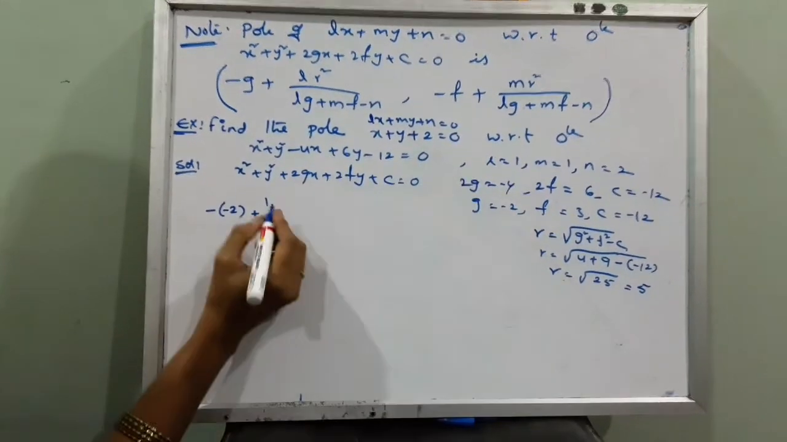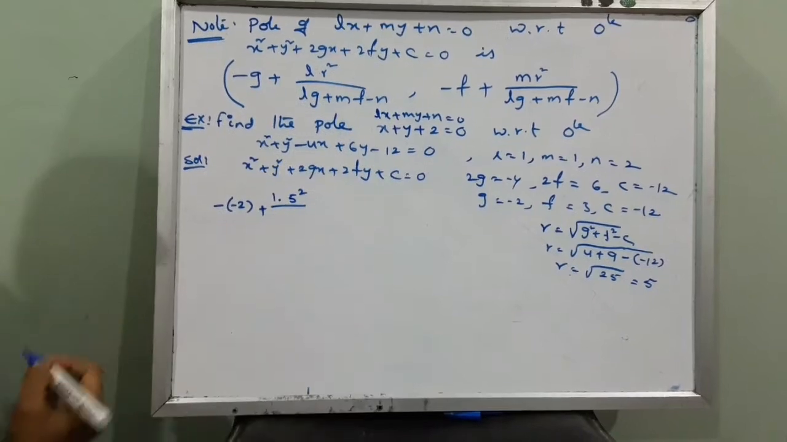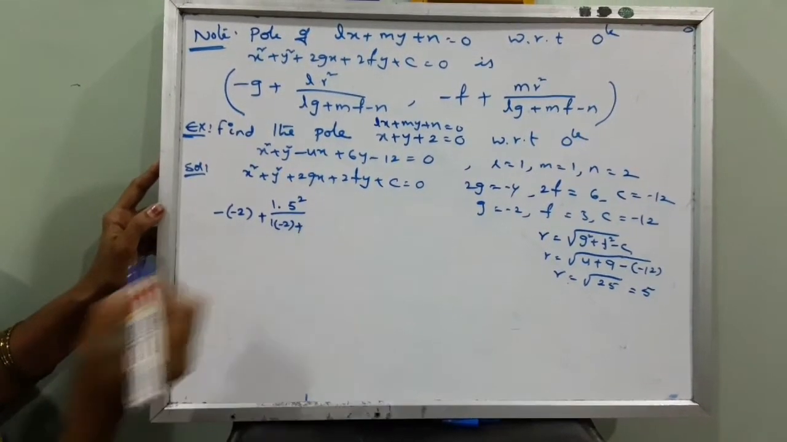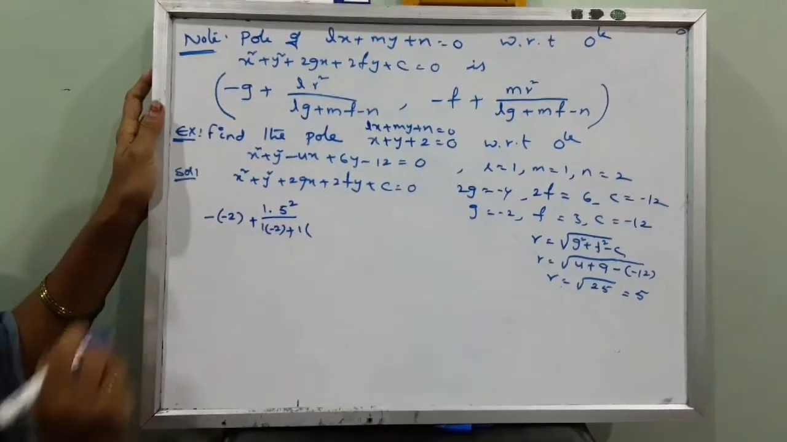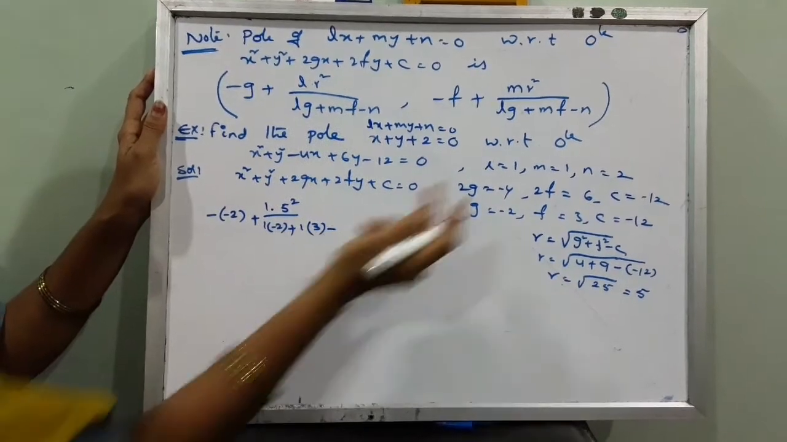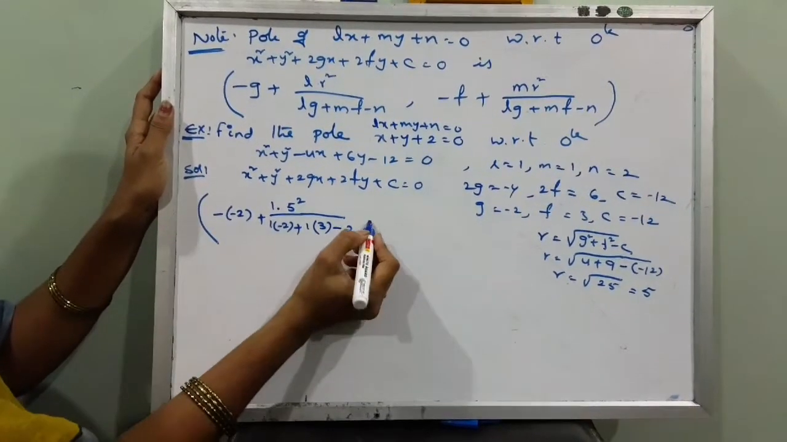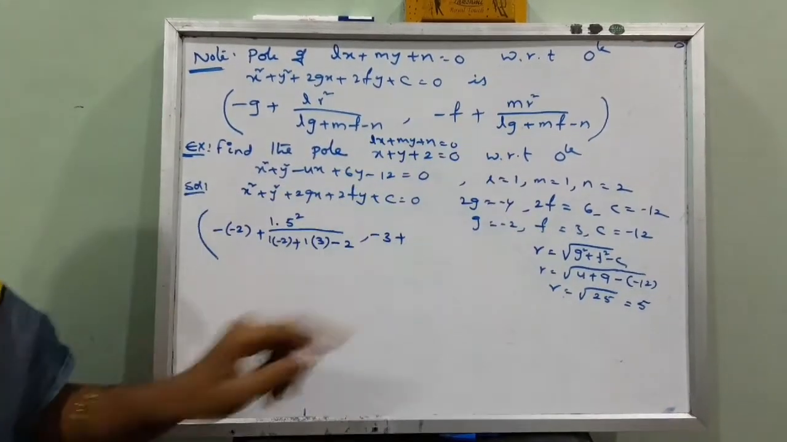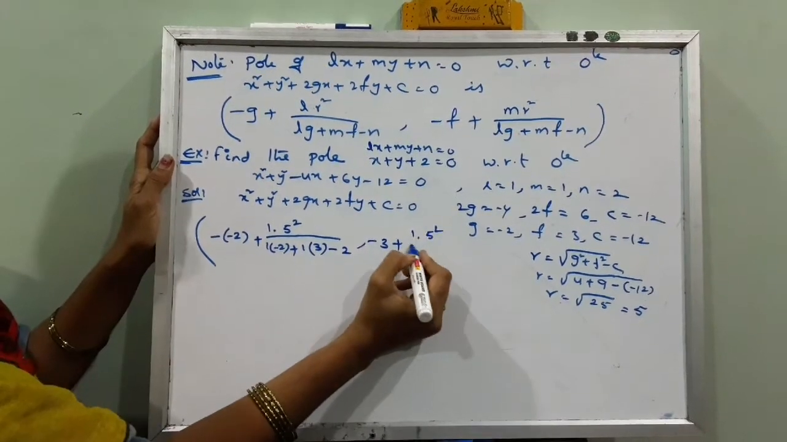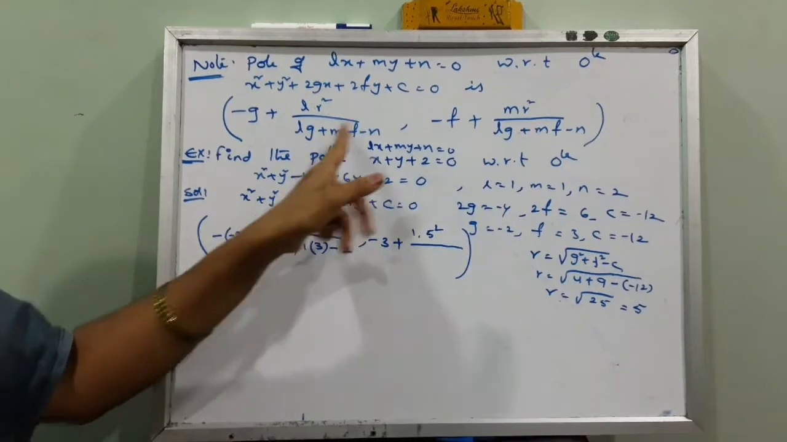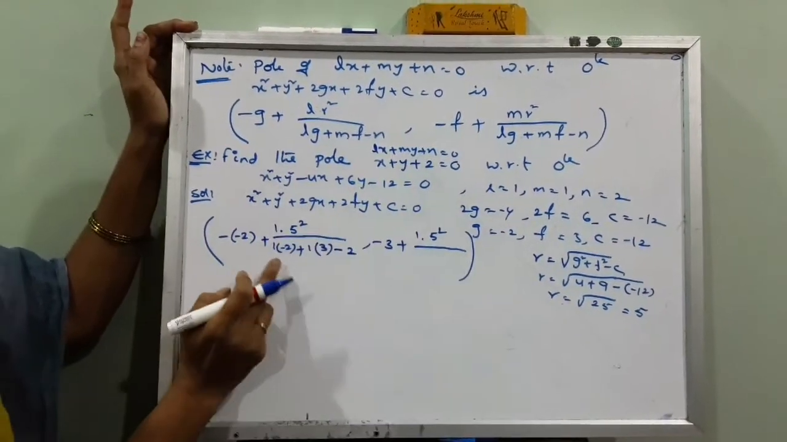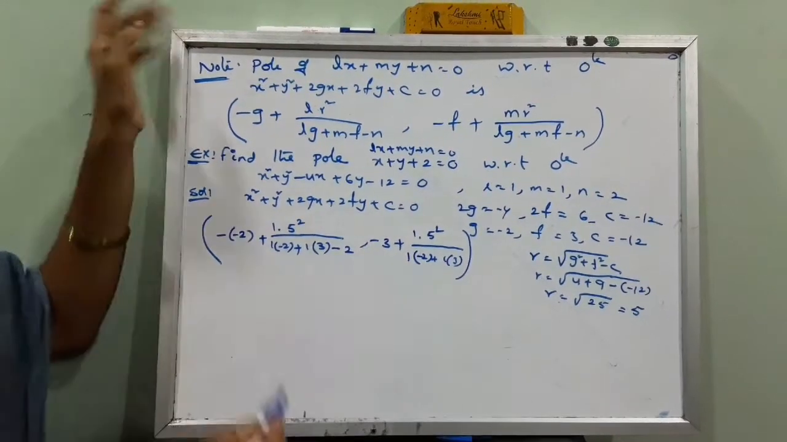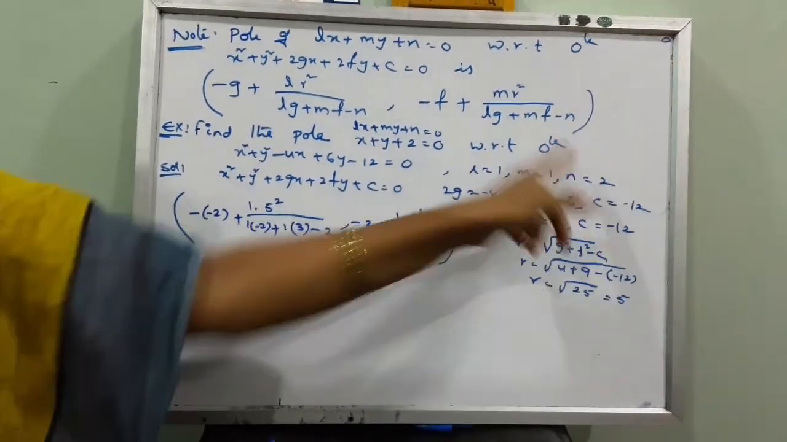Now l r square, l is 1 into r square. r square is 5 square divided by lg, 1 into g, minus 2, plus mf, m is 1 into f, 3, minus n, 2, comma, minus f is 3 here plus m r square, m 1 into r square is 5 square divided by the same denominator, which is the same for both coordinates: lg plus mf minus n. l into g, 1 into g is minus 2, plus 1 into 3, m into f, 1 into 3, minus n, minus 2.